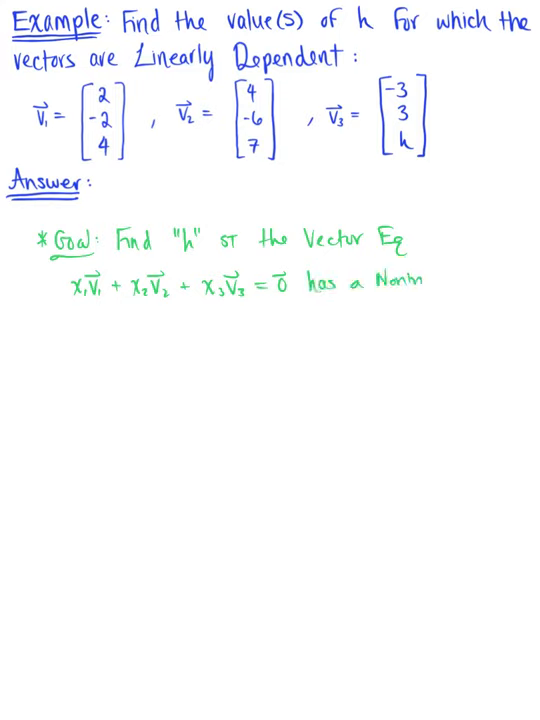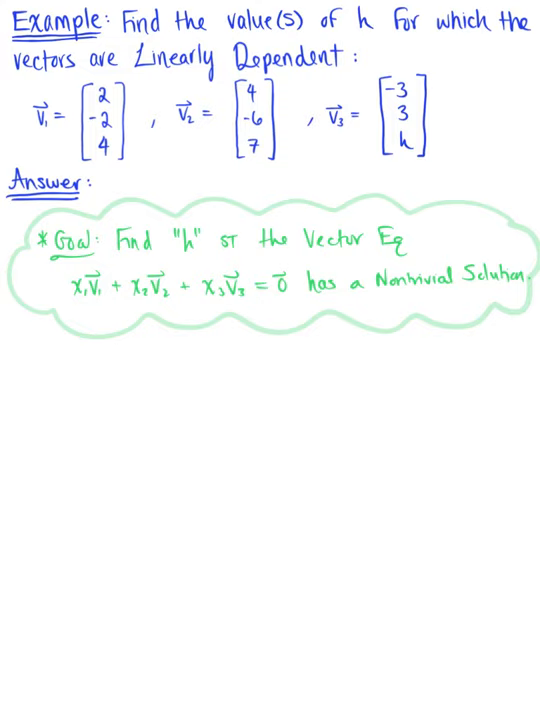non-trivial solution, or the existence of a free variable. So, to get us started, in order to find these values of h, we need to put this vector equation into the equivalent augmented matrix and row reduce. So we are going to row reduce the augmented matrix defined by the column vectors v sub 1, v sub 2, v sub 3, and we're augmenting this with the 0 vector to find h.